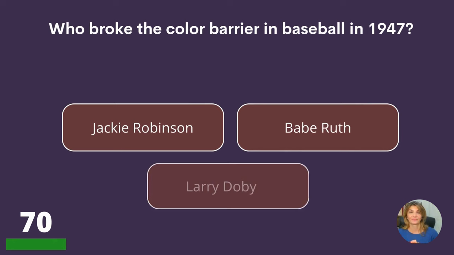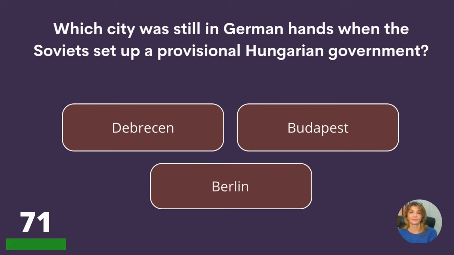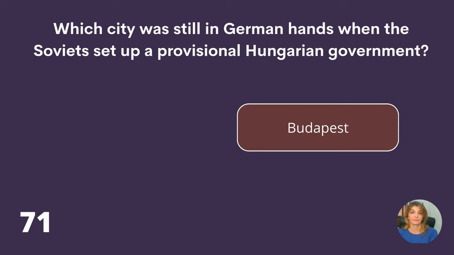1940. Who broke the color barrier in baseball in 1947? Jackie Robinson, Babe Ruth, or Larry Doby? Jackie Robinson. Which city was still in German hands when the Soviets set up Provisional Hungarian Government? Debrecen, Budapest, or Berlin? Budapest.